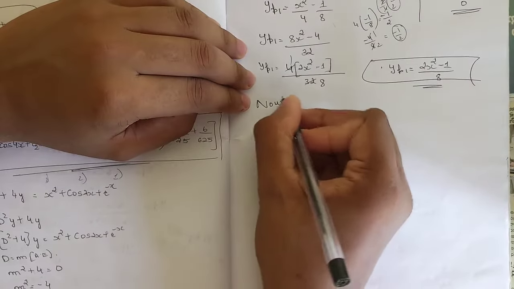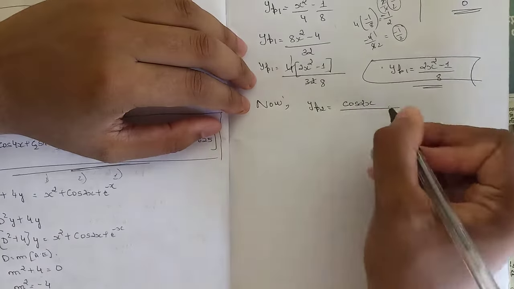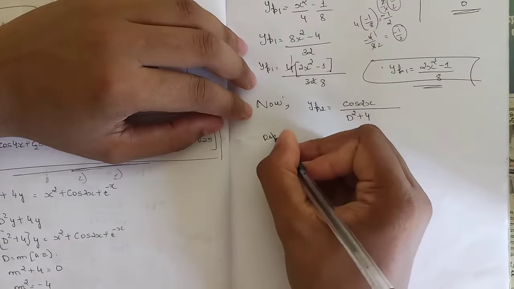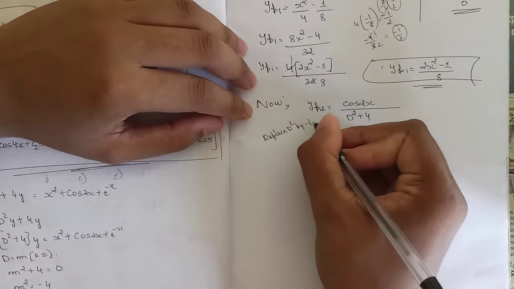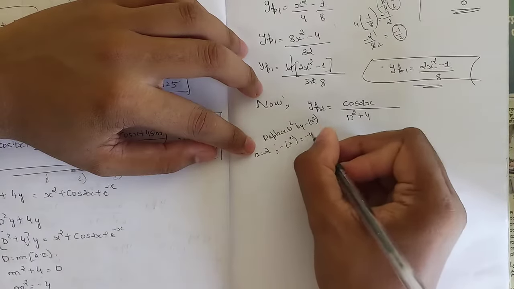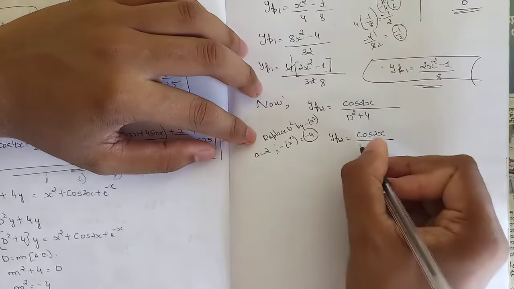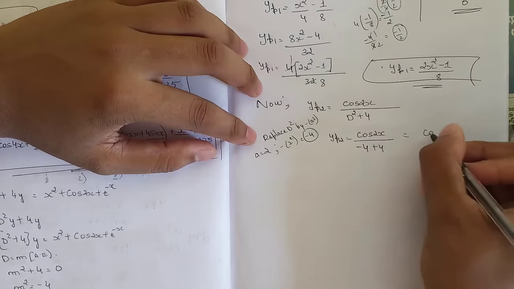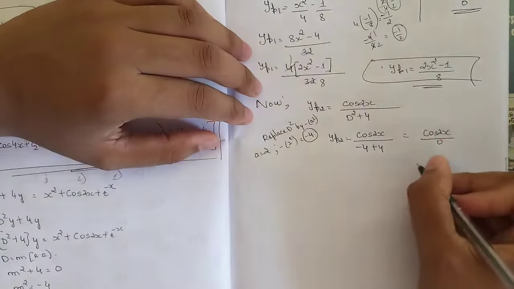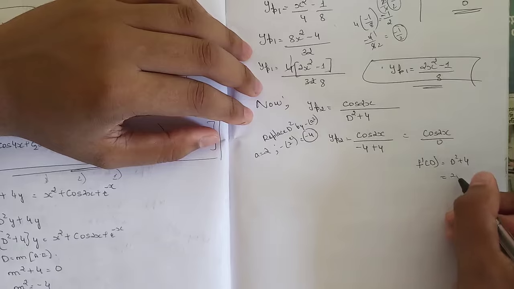So now similarly find the yp2. The second term here is cos 2x divided by d square plus 4. Again, we need to replace d square by minus a square, where the value of a here is 2. Minus of 2 square is equal to minus 4. Cos 2x divided by minus 4 plus 4, we get cos 2x by 0. So we got 0, so now we need to take the derivative of f of d, that is f dash of d, where f of d is d square plus 4, so this is 2d plus 0.